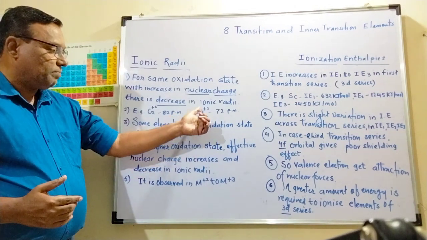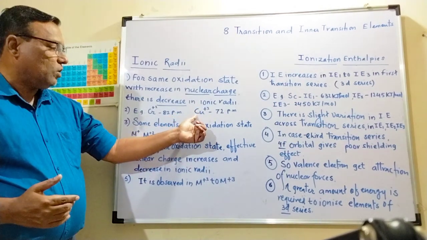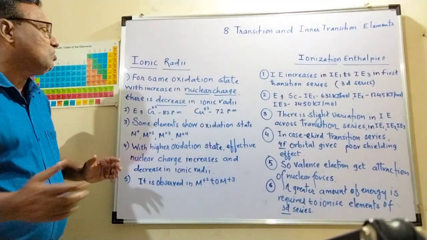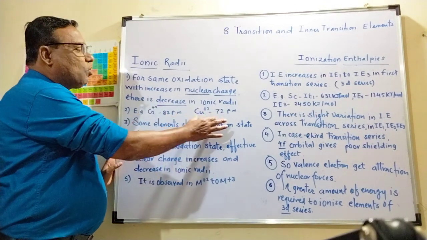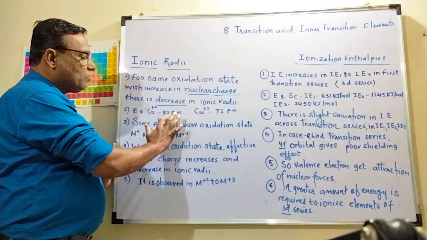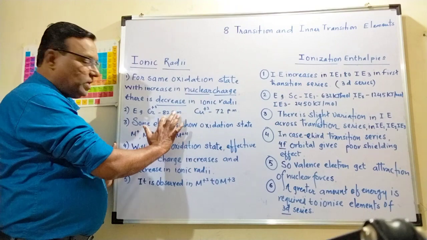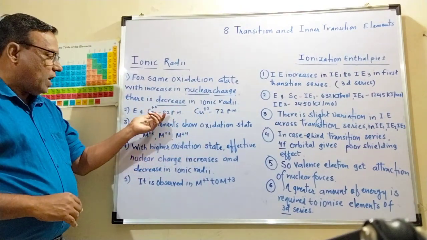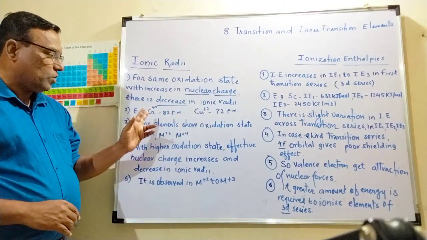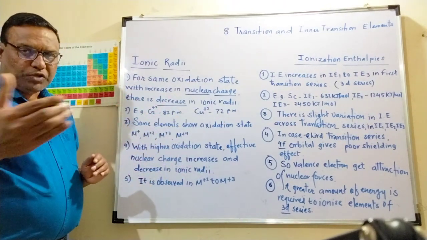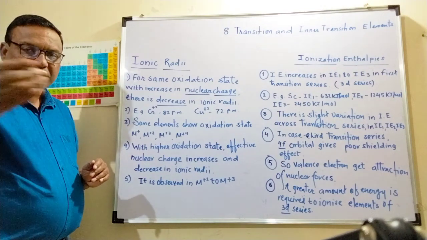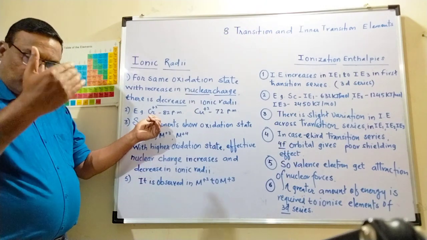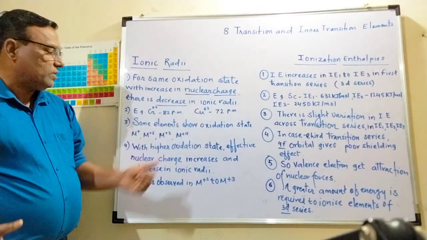And when copper has plus 2 charge, the ionic radii of copper plus 2 measures about 72 picometer. By comparing chromium plus 2 and copper plus 2, we can observe that the ionic radii decreases. So here it is clear-cut proof that the ionic radii decreases, because in 3D block elements, scandium, titanium, vanadium, chromium, manganese, iron, cobalt, nickel, copper, zinc, chromium comes first and copper comes afterward.